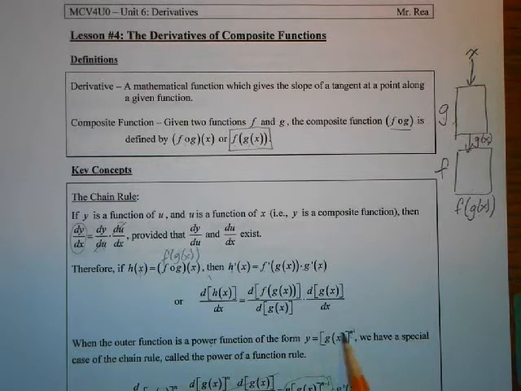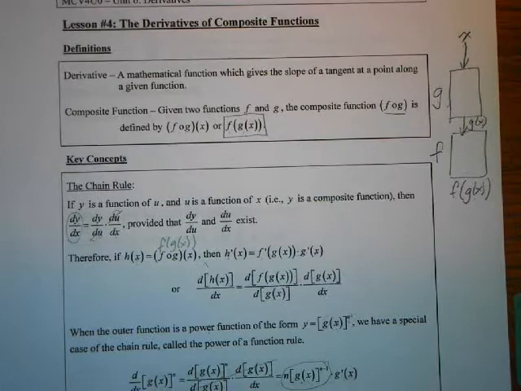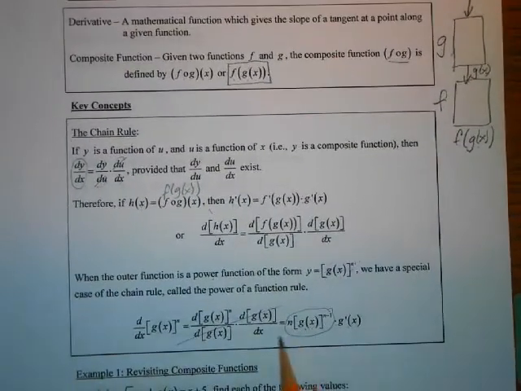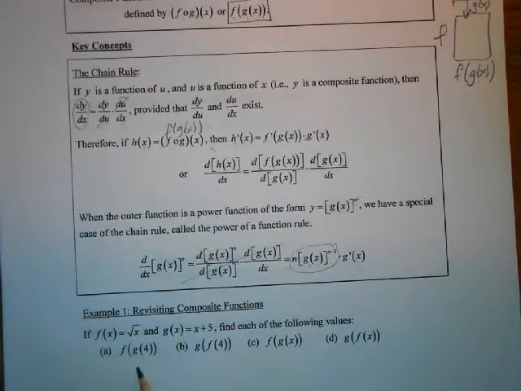But since that inside function is not just x, it's some function of x, you have to multiply by the derivative of whatever that inside function is. So derivative of g of x. Okay, so we'll do some examples. It's not really that hard. It looks a little bit intimidating when you see it written in those forms. Okay, so let's do a bit of practice here with composite functions, just to remind ourselves how this works.